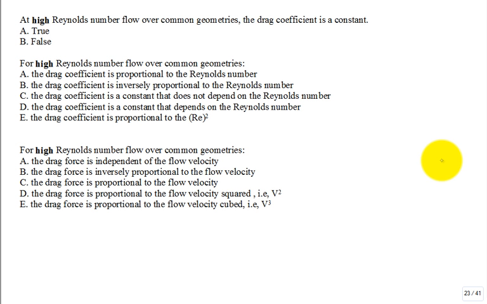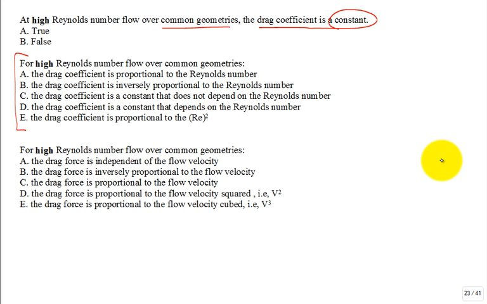At high Reynolds number flow over common geometries, the drag coefficient is a constant. True or false? I will just let you answer it out loud. It's true. That's true. How about this one? We'll answer this with the clicker. For high Reynolds number flow over common geometries, the drag coefficient is proportional to the Reynolds number, or inversely proportional, and so on.